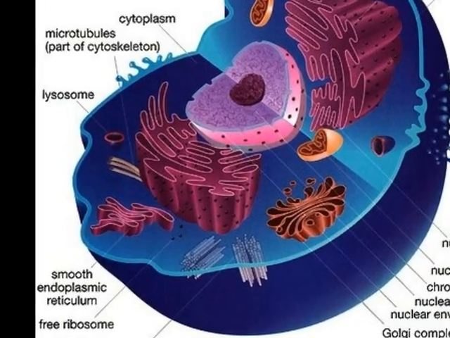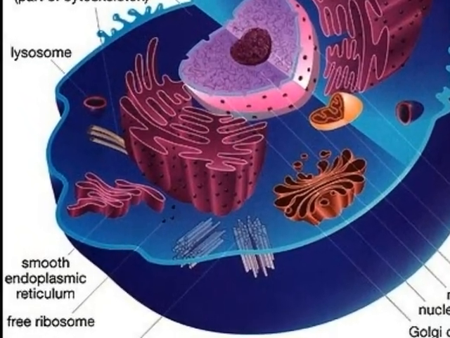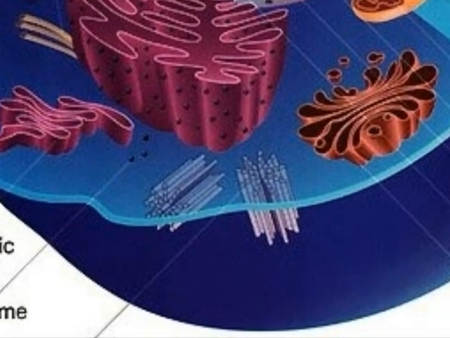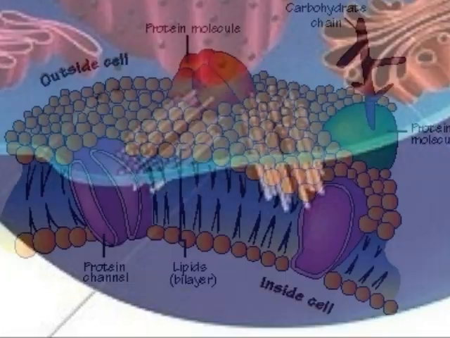Good morning, students. Today we will be taking a tour through the animal cell. The animal cell is very different from a plant cell. The plant cell holds chloroplast and has a cell wall, while the animal cell has neither.